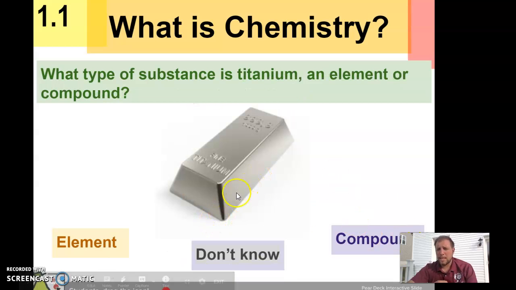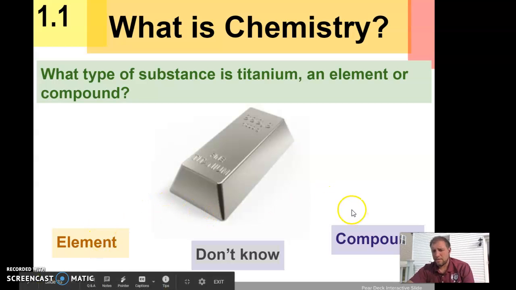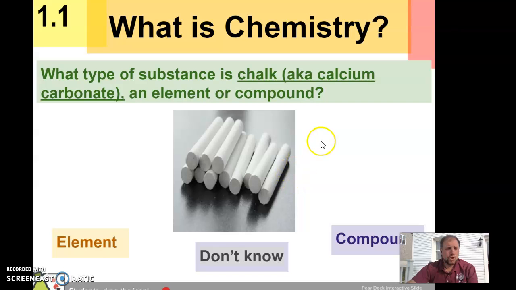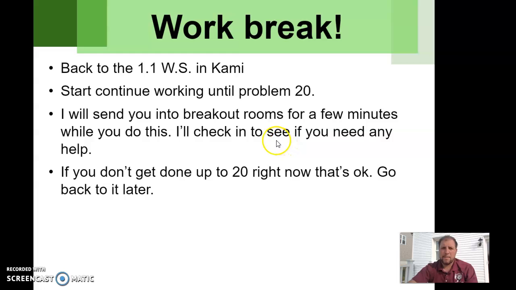In fact, it is a compound made of sodium atoms and chlorine atoms. All right. Next up, titanium. Is it an element or is it a compound? It's an element. You will find titanium on the periodic table. It is element number 22. Lastly, chalk, aka calcium carbonate. Is it an element or is it a compound? It is a compound, all right? It's a compound because while you'll find calcium and carbon on the periodic table, you won't find calcium carbonate. That is a compound made of more than one type of atom, okay?